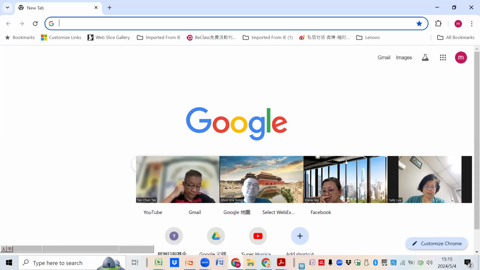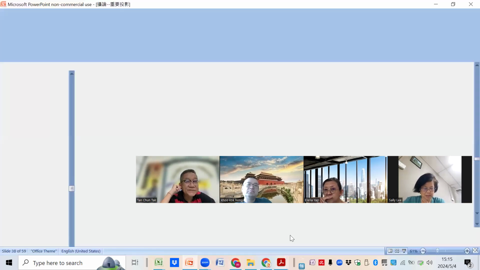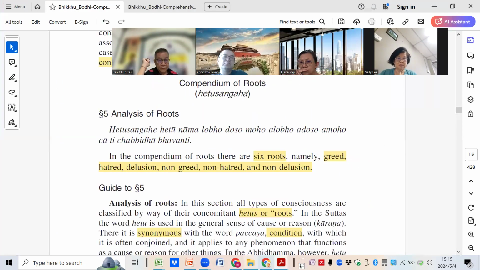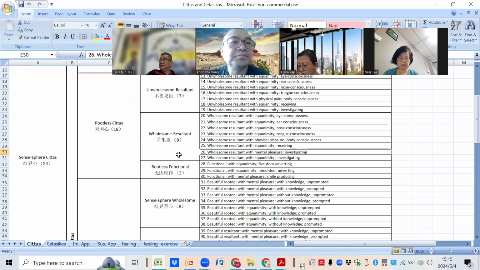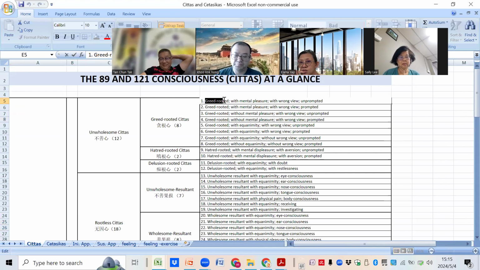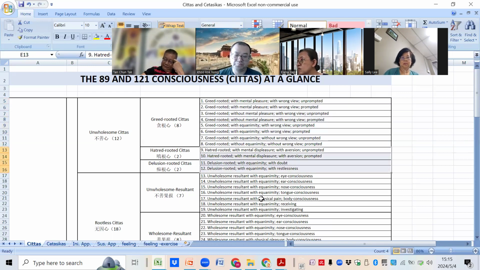Let me try to explain in the first place. This is the meaning here. We have six roots among all these types of consciousness. Class, do you remember? You see, great rooted, meaning it is rooted, and all the great rooted ones are stable like a tree. Hatred rooted, delusion rooted, meaning these 12 unwholesome consciousnesses are stable like a tree.